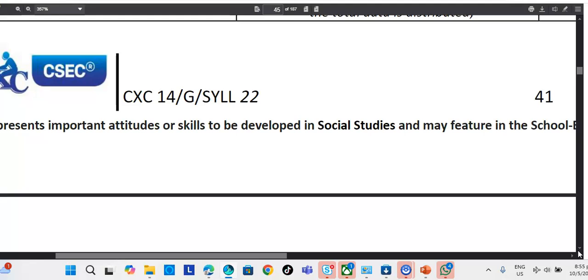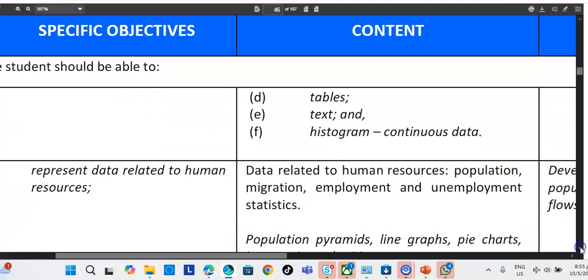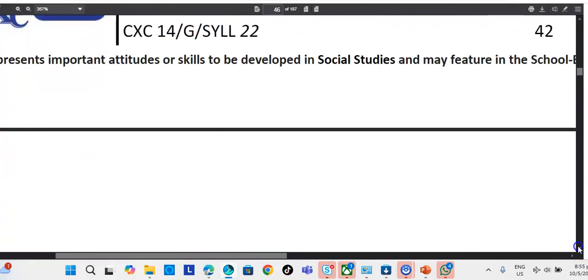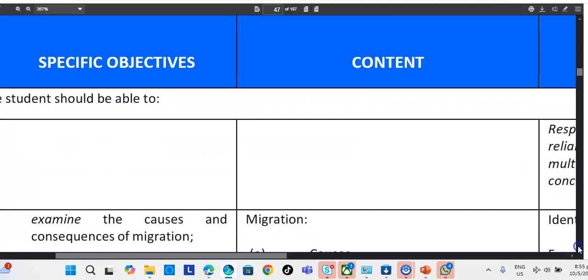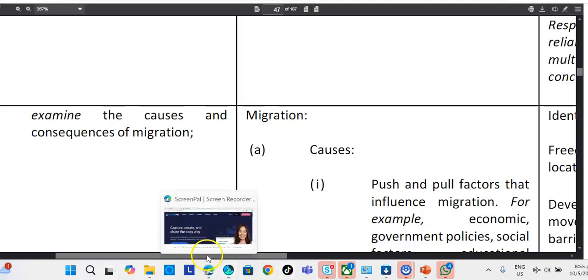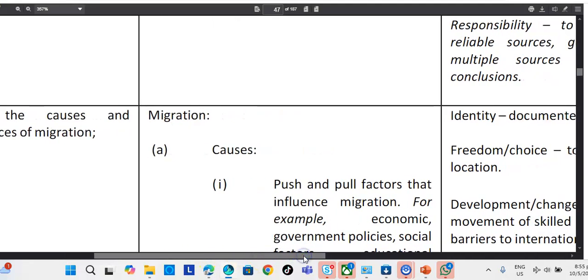And guys, we are using the newly revised syllabus to help us study for our CSEC Social Studies examination. All right, so let's go down. We are not looking at our SBAs now. Students should be able to examine the causes and consequences of migration. Causes of migration, we know that we classify that under two headings, push and pull factors.